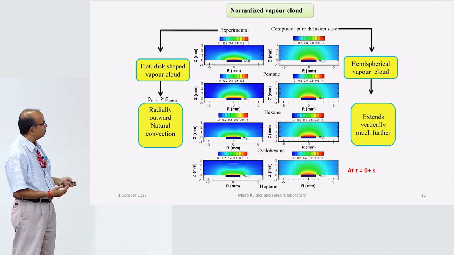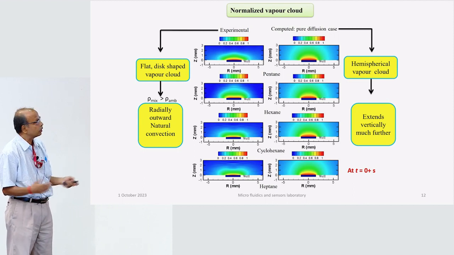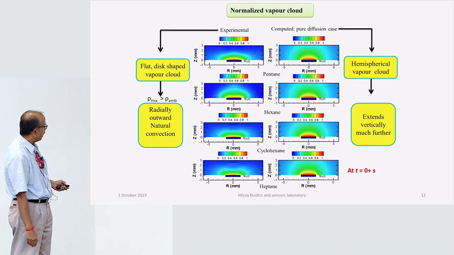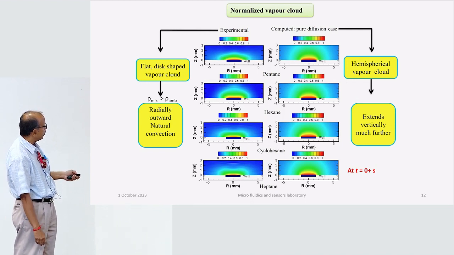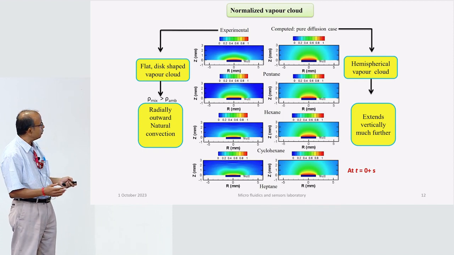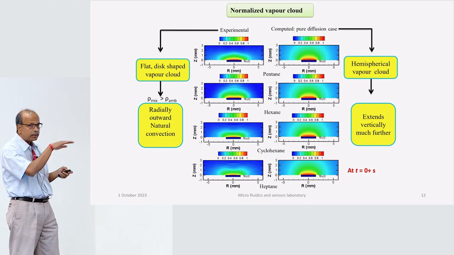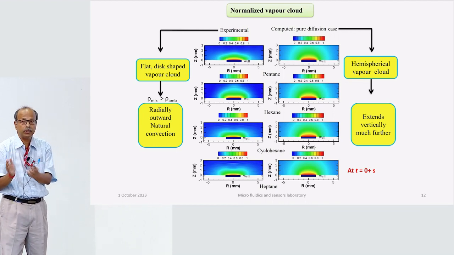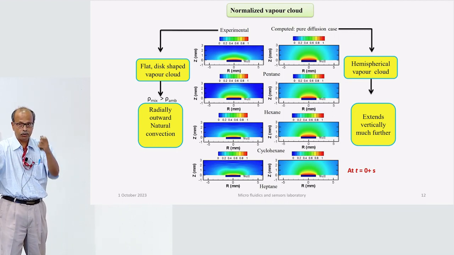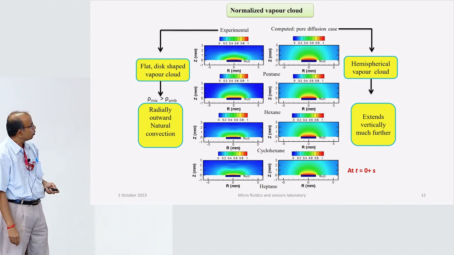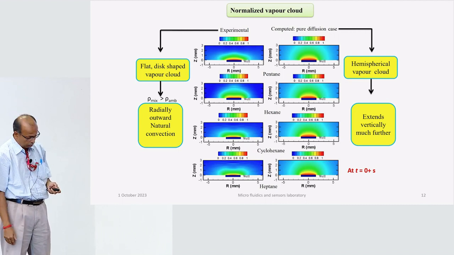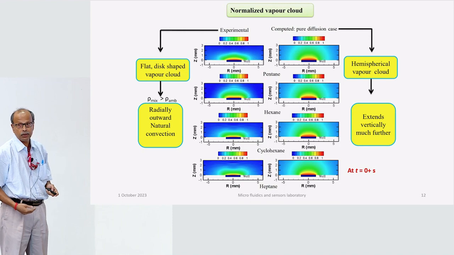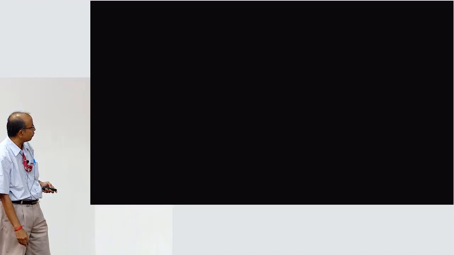Quickly you see the vapor clouds don't look the same here. And you can see for all the fluids that the vapor cloud is not the same. The experiment is showing a flat shape, and the simulation is trying to say it is something like a spherical shape here. So this is questioning the assumption which I was using, and which many people are also using now.